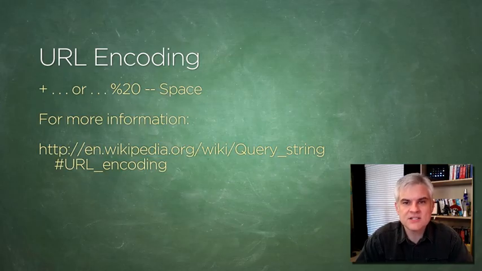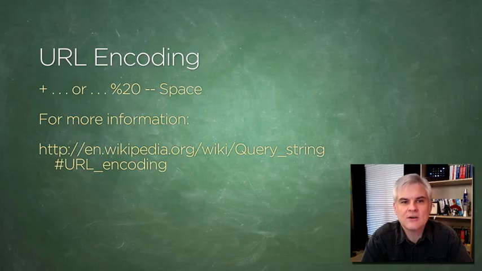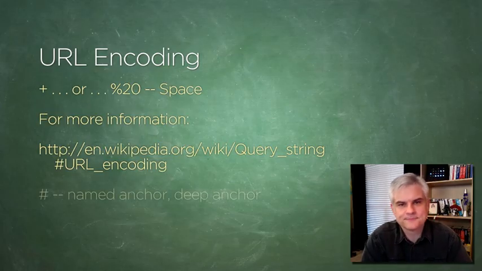Now, there are dozens and dozens that you can find in any reference for URL encodings, but only a handful are really used frequently. So what I'd encourage you to do is just search for the term URL encoding in bing.com, or check out the Wikipedia article that you see here on the screen for more information about URL encodings.